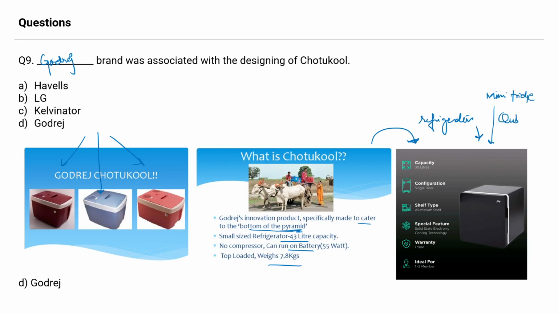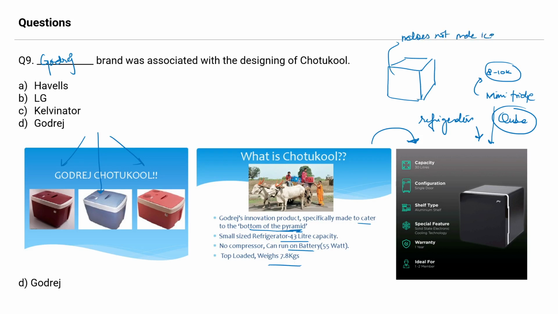Its name is Cube, and it comes in the price range of, I think, 8 to 10K. Within this range you can actually get it. The name is Cube because it's like a cube. And it does not make ice, so that is the limitation. But it can actually keep things fresh, keep things cold, so it can be used in different scenarios, especially if you have a smaller space.